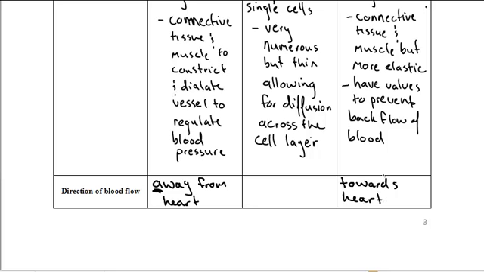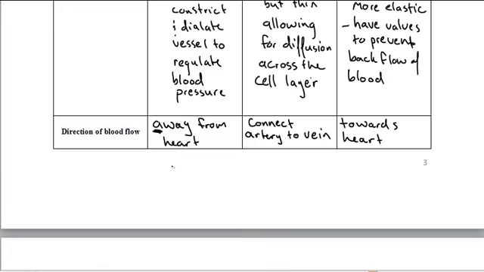And capillaries actually connect the blood flowing from artery to vein. So that's the key direction of blood flow through the blood vessels.